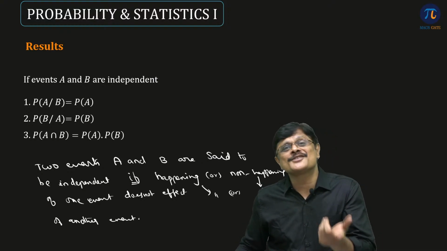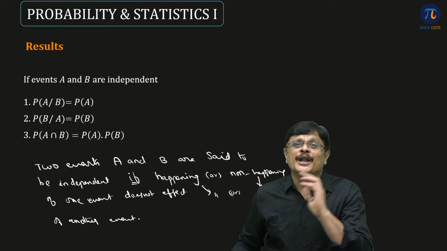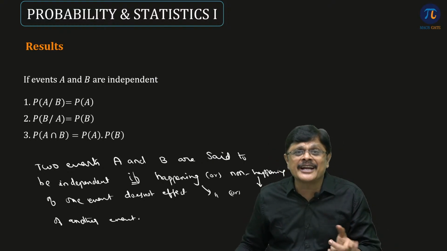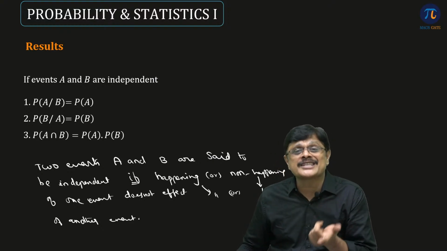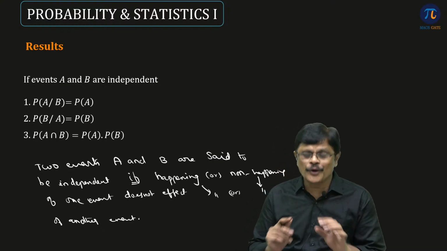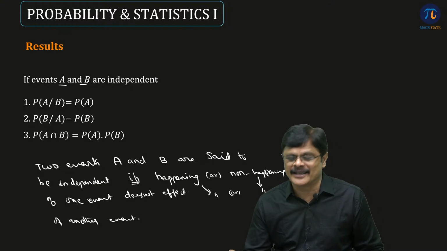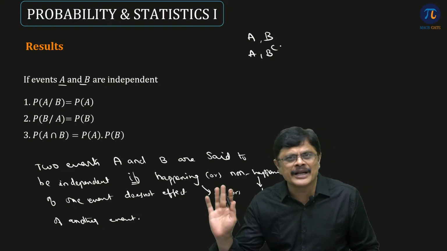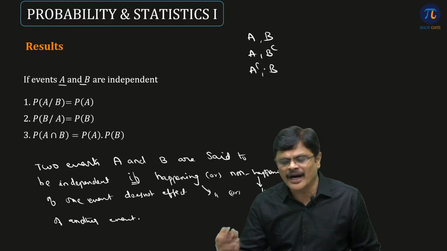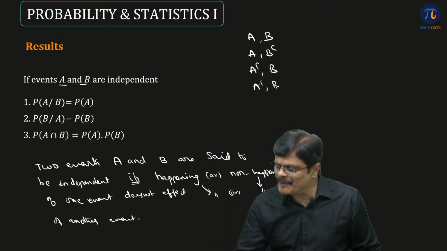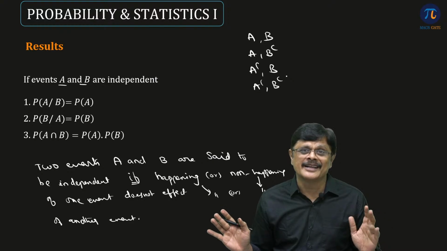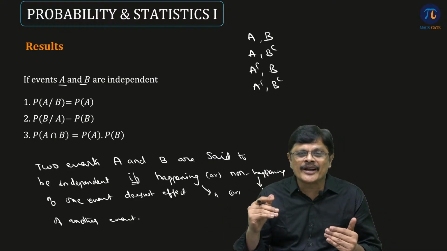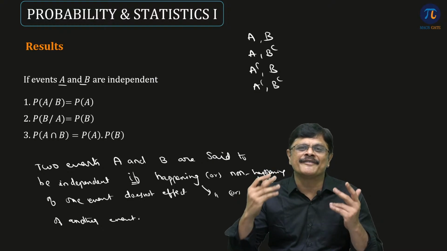Non-happening of A does not affect happening of B. Non-happening of A does not affect non-happening of B. Happening of A does not affect B. Happening of A does not affect non-happening of B. So, not only A, B are independent. A, B complement are also independent. A complement B are also independent. A complement B complement are also independent. That is, happening or non-happening of one event does not affect happening or non-happening of the other event.